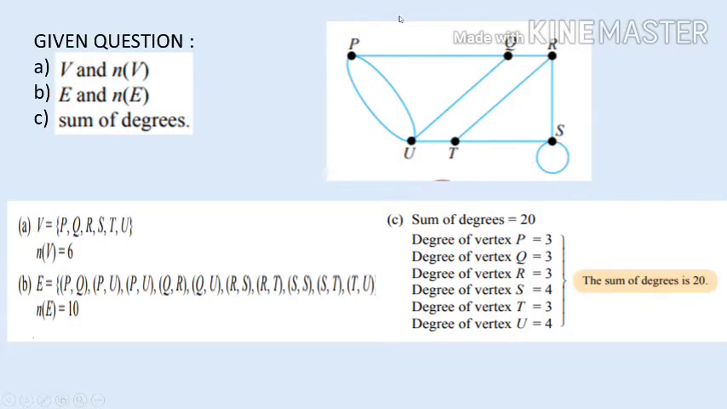So here is another example of a graph with multiple edges and loops. Given question V and number of V. V is P, Q, R, S, T, and U, and number of V is 6. For B, E, the set of edges is PU and another PU because it is multiple edges. And here is SS because it is a loop. And number of E is 10. So C, sum of degrees is 20 because it is twice the number of edges.